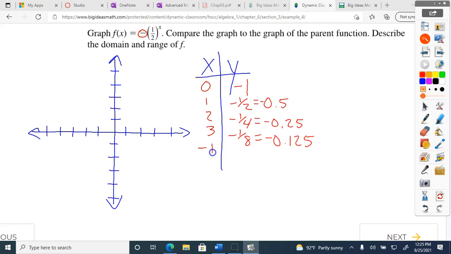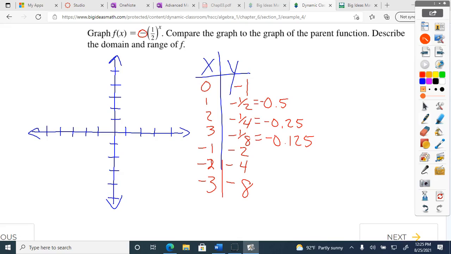All right, let's go the other direction. -1, -2, -3. Let's see what we get when you plug in -1. -2. All right, what about when you plug in -2? -4. -8. I'm getting too big.